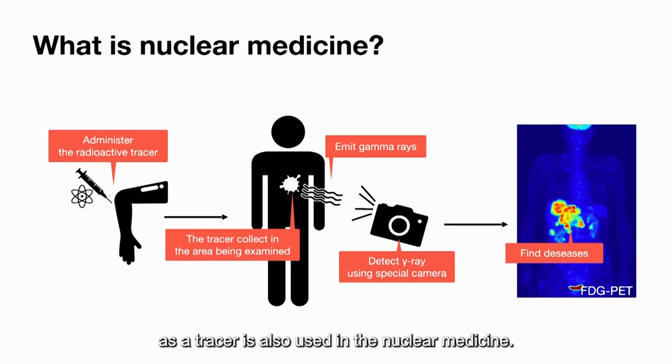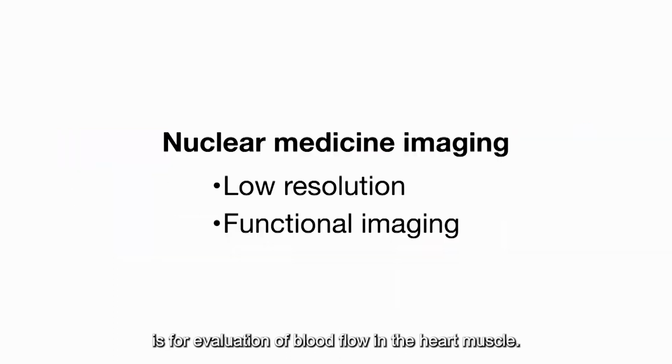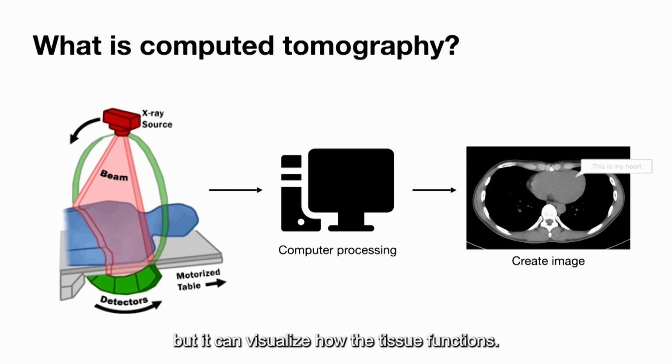Other tracers are also used in nuclear medicine. For example, technetium-99m is used for evaluation of blood flow in the heart muscle. So, nuclear medicine images have lower resolution compared with computed tomography, but they can visualize how the tissue functions.